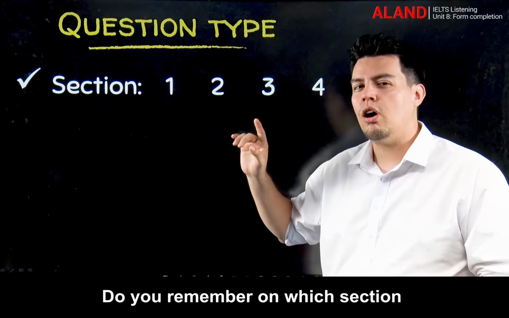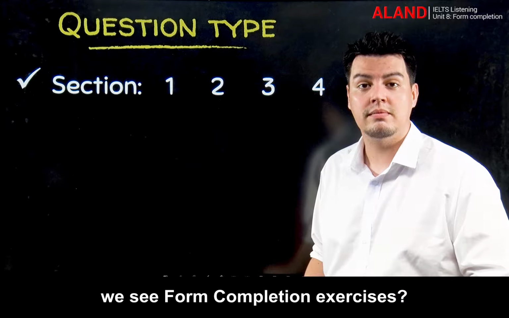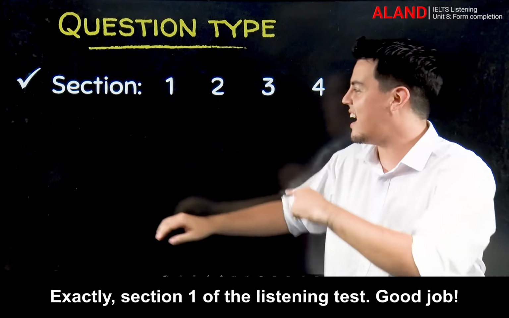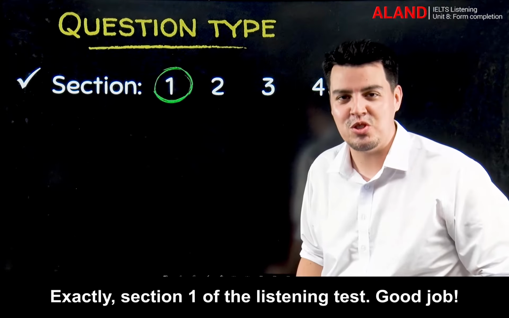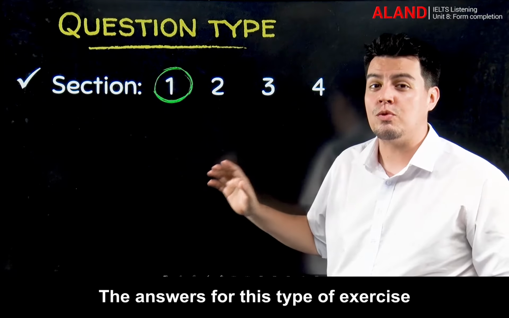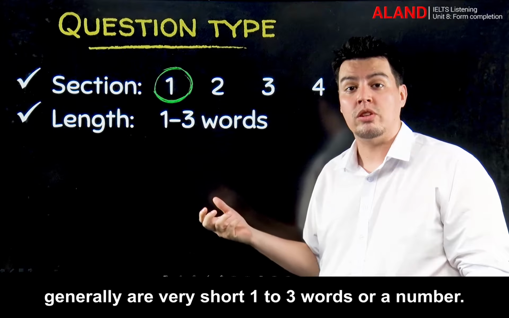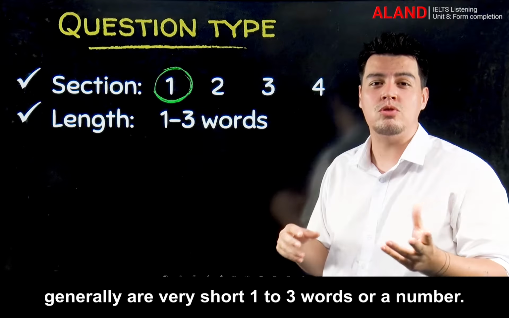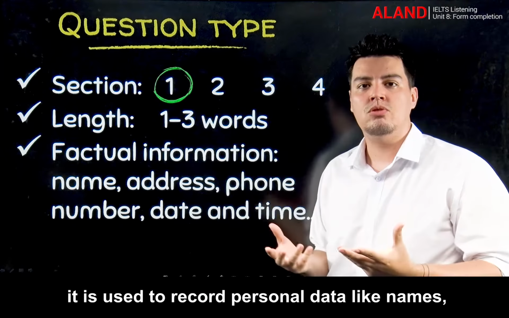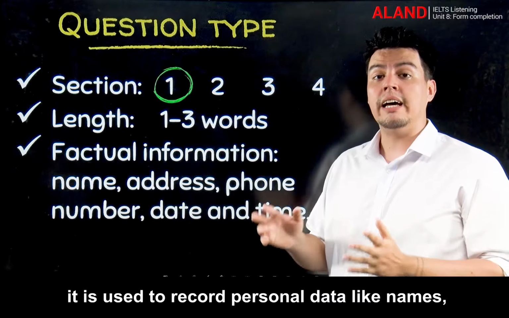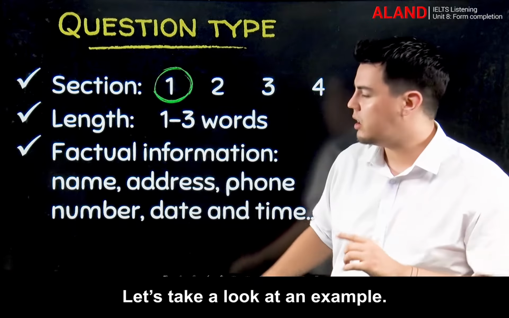Do you remember on which section we see form completion? Exactly! Section 1 of the listening test. Good job. The answers for this type of exercise are generally very short, 1 to 3 words or a number. And like I mentioned before, it is used to record personal data like names, addresses, and phone numbers. So let's take a look at an example.